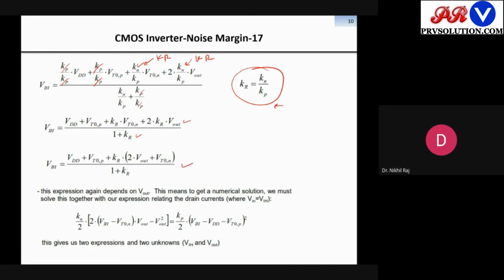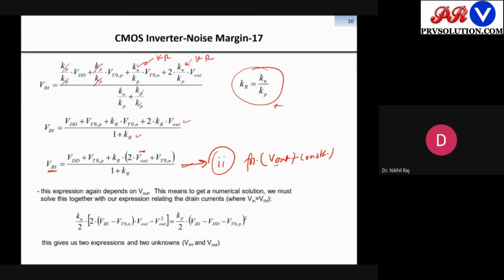Now in this equation, if you see, this VIH is a function of Vout. So here I can say, let's say this is equation 2, and it is a function of Vout. Okay, so it is a function of Vout, not a constant, plus Vout and constants. So in order to get the exact value of VIH, we should know what Vout is at that point of time. So how to evaluate then?